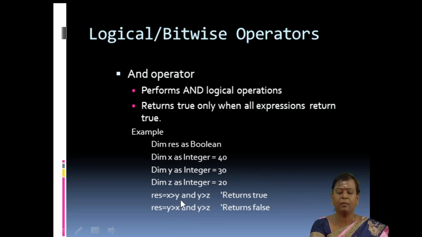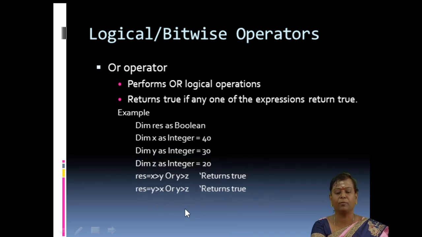So X greater than Y is true and Y greater than Z is true. So here two expressions return true values. If you are using AND, if both conditions are true, then the result will be true. So it returns a true value. But in the next condition, Y greater than X and Y greater than Z, that is false, because Y is not greater than X. So as it is false, it returns a false statement.